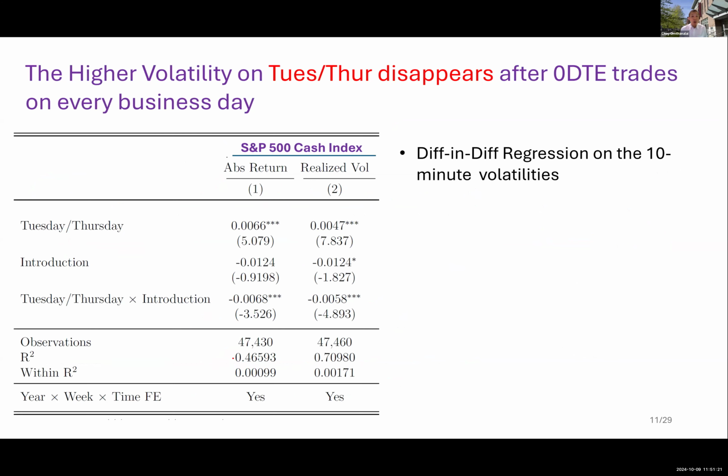Now, one thing we're also going to show here is that the higher intraday volatility disappears once 0DTE is trading on every day of the week. And we're using the difference-in-differences regression. Why do we use this setup? Because before mid-2022, 0DTE traded mostly on Monday, Wednesday, Friday. After, zero DTE trades on every business day. So we're going to use this.